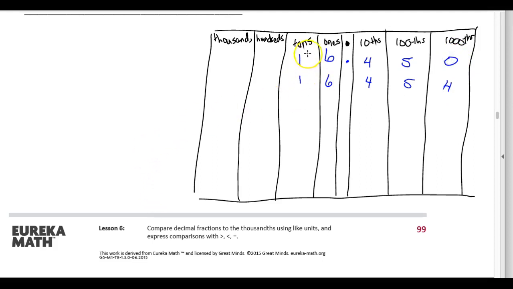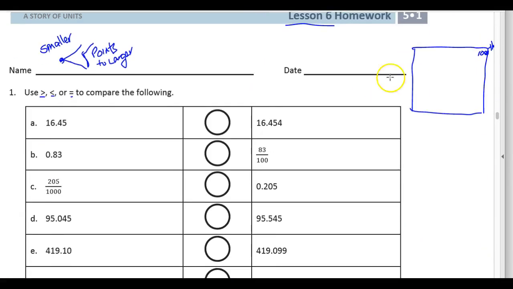So when we compare them, 1 and 1 are equal, 6 and 6 are equal, 4 and 4 are also equal, 5 and 5 are equal, but 4 is larger than 0 in this case. So when we go to think about which one's bigger, this one right here, because that 4 extra thousandths means that that one is larger.